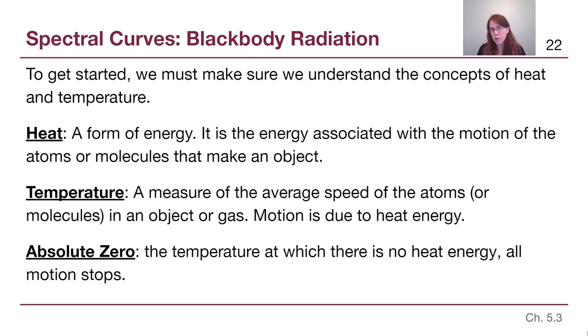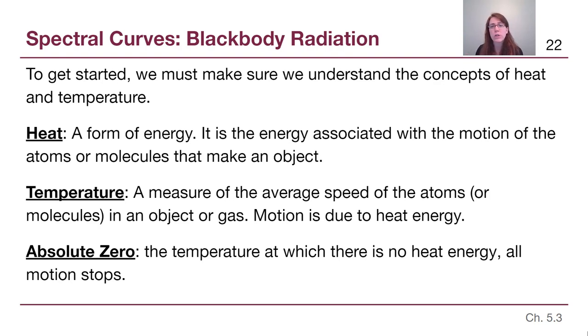Okay, so to get started on our discussion here, we actually have to take a step back from astronomy specifically and talk about a couple of terms that we may have encountered in a previous science class, middle school or high school, but I want to make sure that we're all on the same page moving forward. So when we talk about heat in science, we are talking about a type of energy. An object is able to have heat energy.